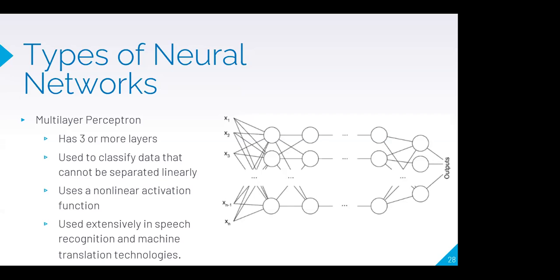And the next type of neural network is called a multi-layer perceptron. This multi-layer perceptron has three or more layers, and it's used to classify data that cannot be separated linearly. It is a class of feed-forward artificial neural network, and the term MLP is used ambiguously. Sometimes, loosely, it refers to any feed-forward neural network, and it refers to neural networks composed of multiple layers of perceptrons. Multi-layer perceptrons are used in speech recognition and machine translation technologies as well.